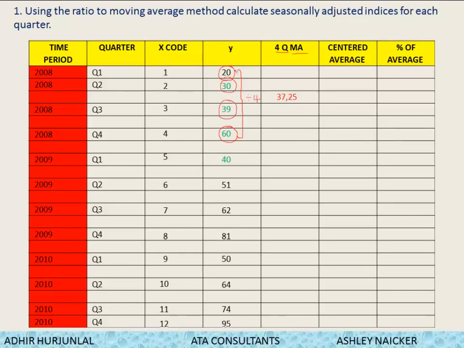All I did once again was add the 4 quarters. I divided by 4 and I got the 4-quarter moving average. How's that? That's quite easy. Now, if I want to go to the next portion, watch what I do here.